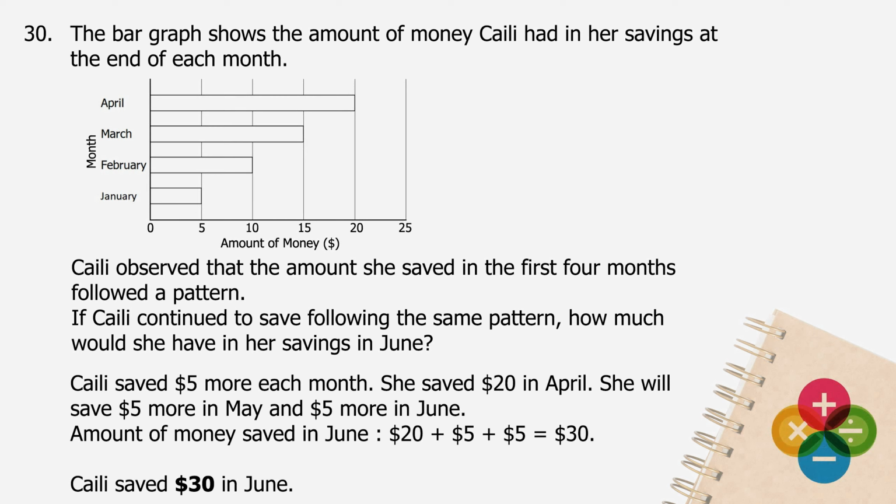Cail saved $5 more each month. She saved $20 in April. She will save $5 more in May, and $5 more in June. The amount of money she saved in June will be, add $20 to $5, and to $5, and the sum is $30. Cail saved $30 in June.